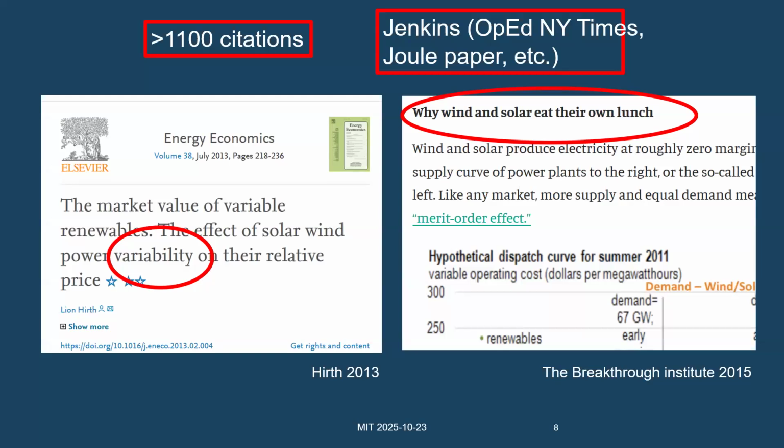So these are two examples of such papers. The one to the left is the first paper, kind of, about this, by Lion Hirth, and it says even in the title that it's the variability that is the problem. And Jesse Jenkins also had some papers about this. He had an op-ed in the New York Times, and he says that wind and solar are eating their own lunch. So whether they're cannibals or they're eating their own lunch, I don't know, but a lot about food here.